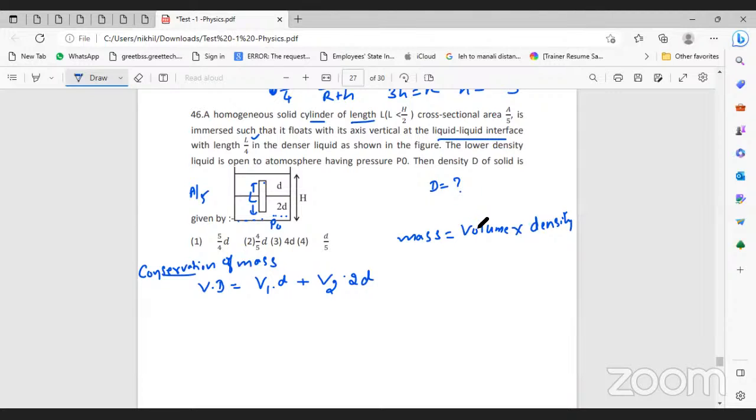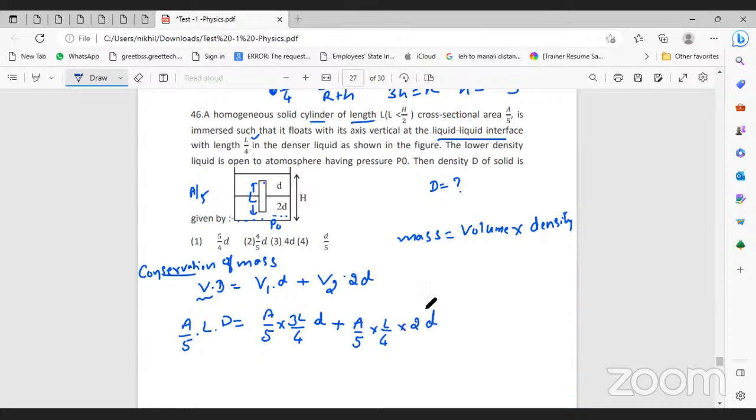So here volume can be taken as area into length. Area is A by 5 into length L into capital D. Here V1 is A by 5 into the length, that is 3L by 4, because L by 4 is in one medium. The remaining will be 3L by 4 into D plus A by 5. The remaining height will be L by 4 into 2D.